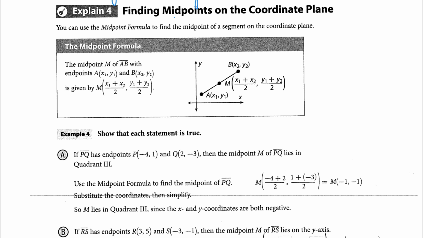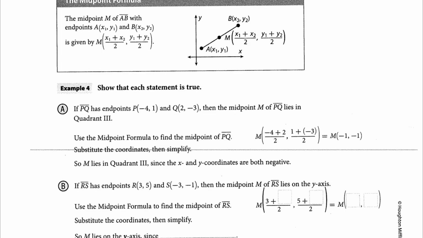Use the midpoint formula to find the midpoint of PQ. Substitute the coordinates, then simplify. We can see here they've added the 2 x coordinates and divided by 2. Then they've added the 2 y coordinates and divided by 2 to find that the coordinates of the midpoint are at -1, 1. The third quadrant has negative x values and negative y values.